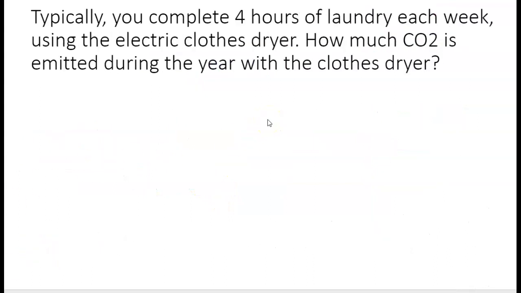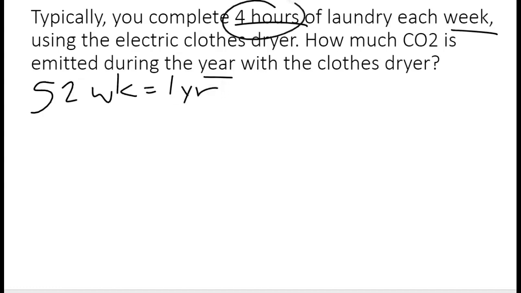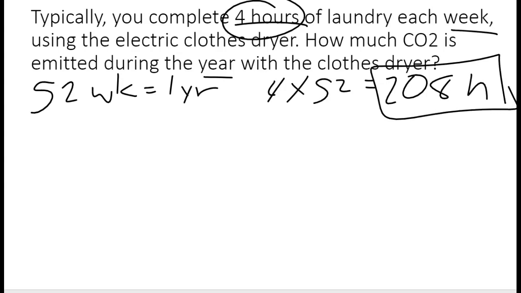Typically, you complete 4 hours of laundry each week using the electric clothes dryer. How much CO2 is emitted during the year with the clothes dryer? Okay, so let's think what this is asking. We use 4 hours per week. We're talking about a year. Well, there are 52 weeks in 1 year. So 4 hours each week for 52 weeks, 4 times 52 tells me that I'm going to use 208 hours. That's the total hours of my clothes dryer, okay?